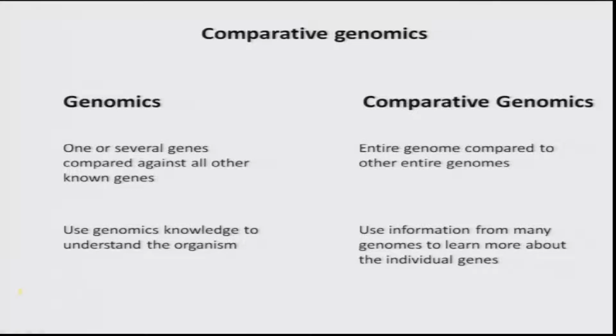In genomics, you use genomic knowledge to understand the organism, how successful the organism is and how a gene contributes to that fitness. Here in comparative genomics, you normally use the information from many genomes to learn more about the individual genes, how a given gene has changed over time, and therefore how the function of the gene is altered in different species.